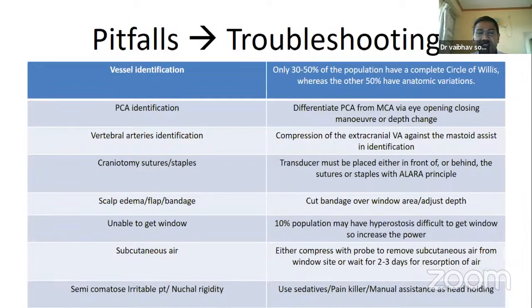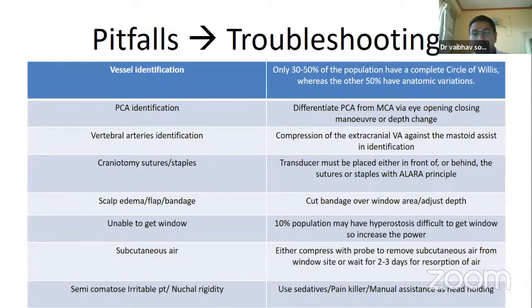And PCA identification: sometimes we find difficulty in identifying the PCA. In that case, to differentiate the PCA from the MCA, via the eye opening and closing maneuver or the depth change, we can identify the PCA. Vertebral artery identification: compression of the extracranial vertebral artery against the mastoid assists in identification of the vertebral artery.